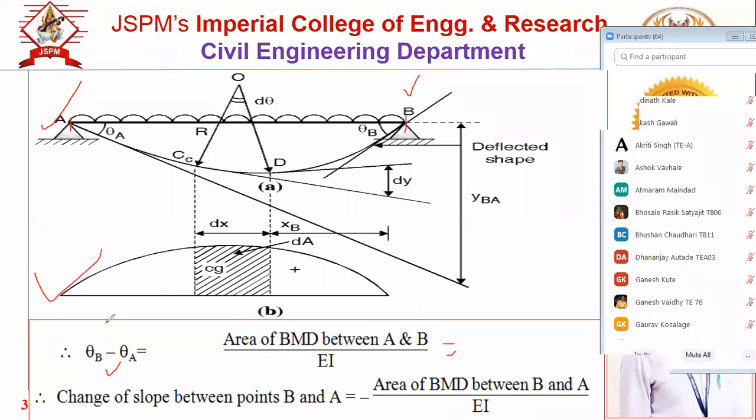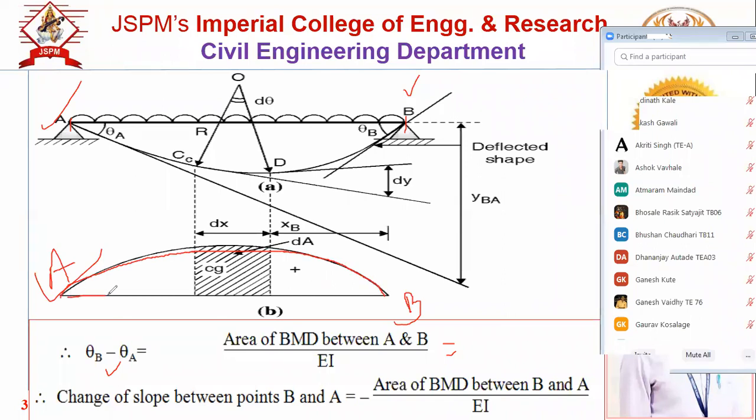Now this is the BMD parabolic curve. Now this is point A, this is point B. Now we have to find out the area. But which area we have to find out? Between point A to point B, means this total diagram, the parabolic curve.